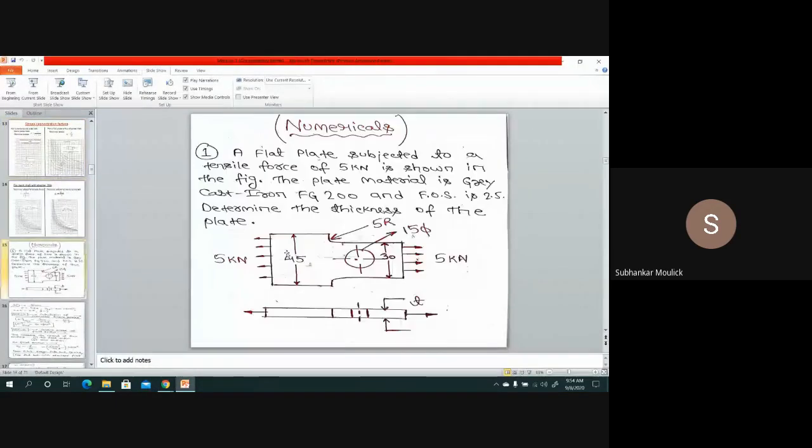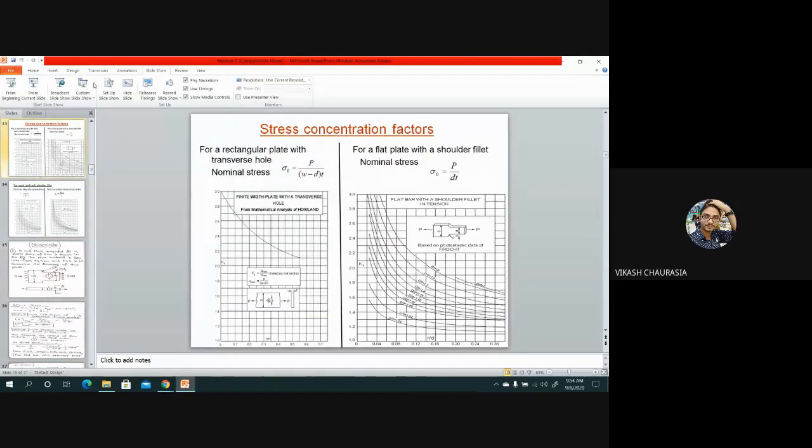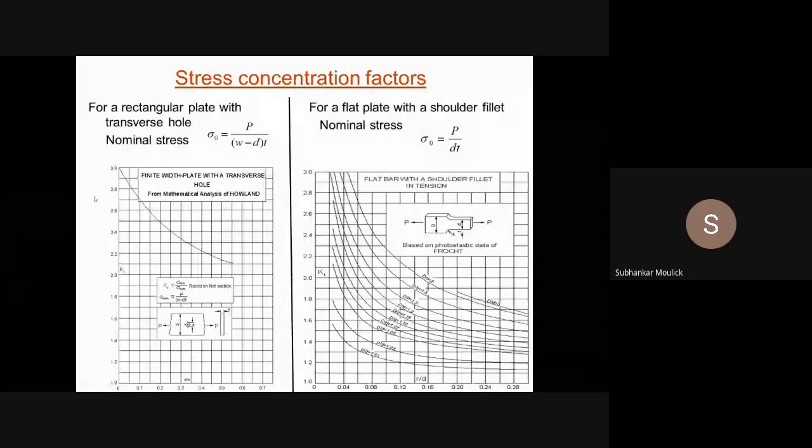So in my question, it is 5 mm. That means small r is 5, small d is 30. You have to take the ratio small r by d. How much is small r by d coming? That is 5 by 30, 1:6.